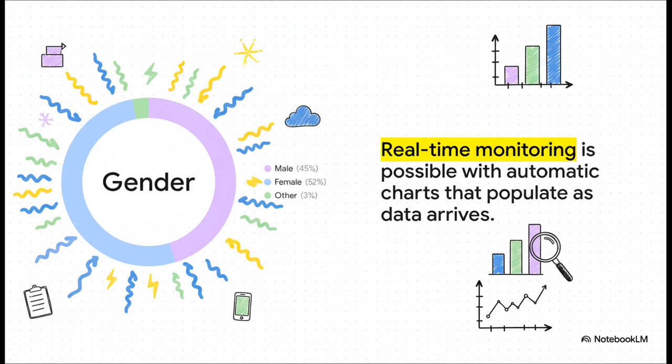You can immediately see a breakdown of your survey population. For example, you can see the gender distribution of your respondents right away. This gives you real-time feedback on how your project is progressing.